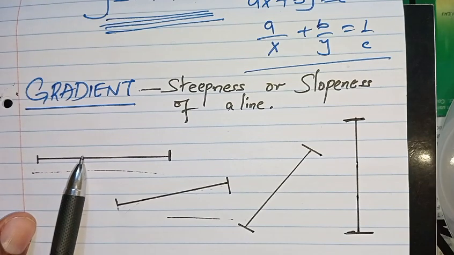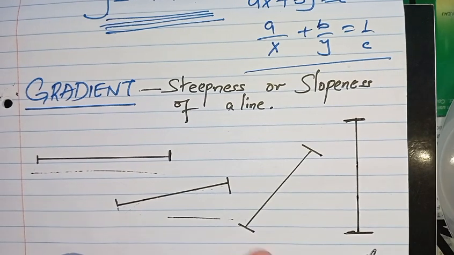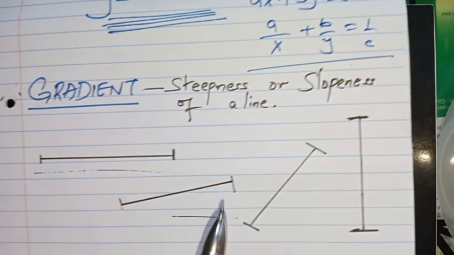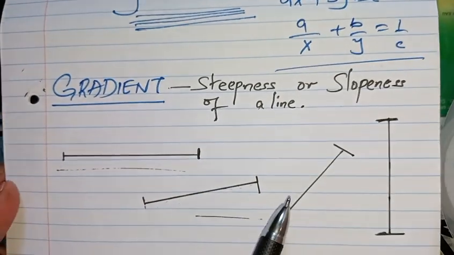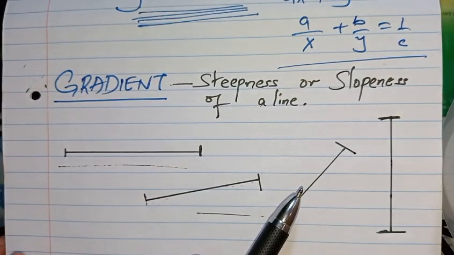The steepness, you start from this one, as you go up you are increasing the gradient, and that's why you'll hear people say this place is not gentle, this place is so slopey, this place is steep, and that means the gradient of that place is very high.